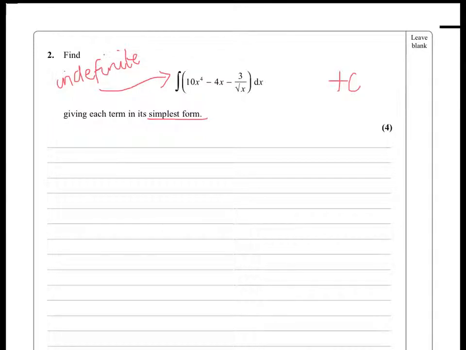So for example, when I integrate 10x to the 4, it's going to be 10x to the 5 over 5, because I add 1 to the index and divide through by the new index, or the new power. That's not its simplest form. You have to make that into 2x to the 5. So you're going to get an accuracy mark for making this as simple as possible.